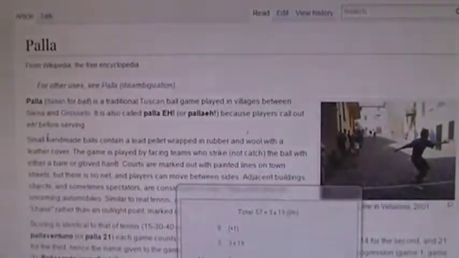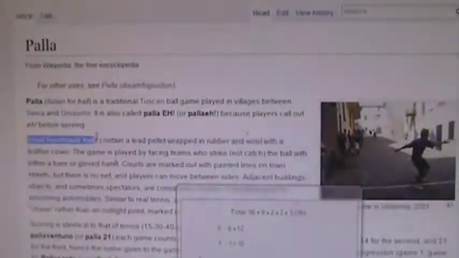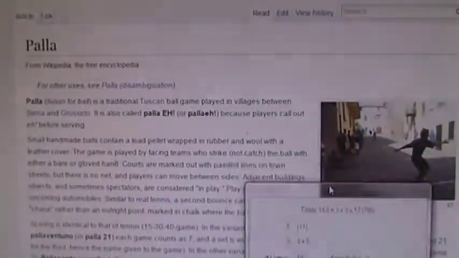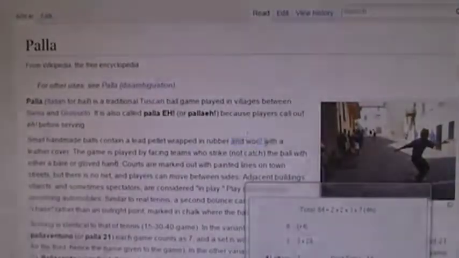Small divides by 3. Hand. Oh, that's easy. Okay. Watch this. Handmade balls divides by 3. So small handmade balls divides by 3. Okay. Contain a lead pellet wrapped in rubber and wool. Rubber divides by 3. And it is together with wool, so rubber and wool divides by 3.